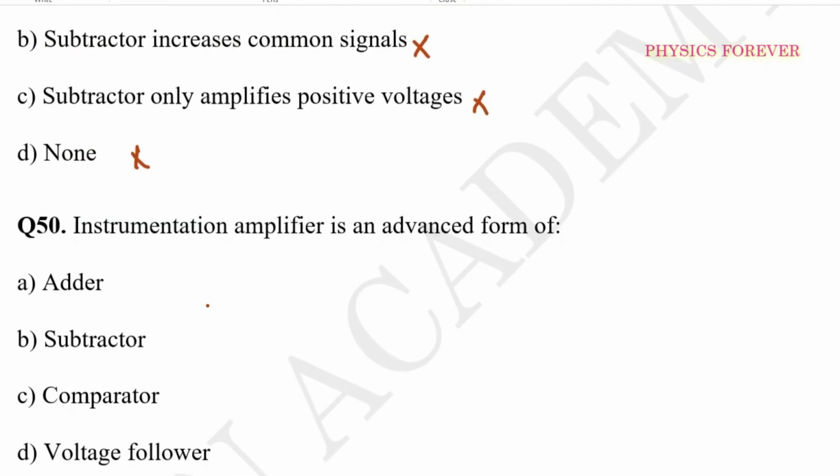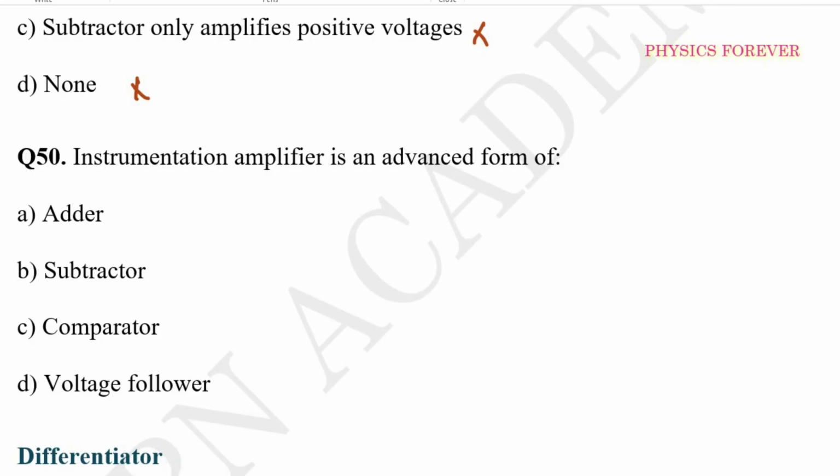Then question number 50, instrumentation amplifier is an advanced form of... option B is correct. It should be subtractor, an accurate difference amplifier.